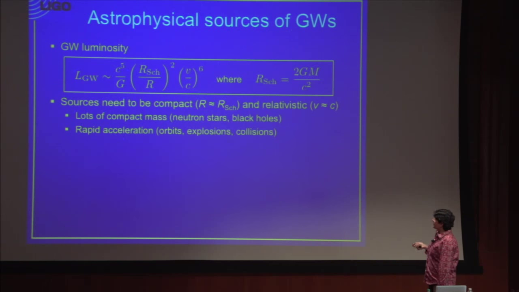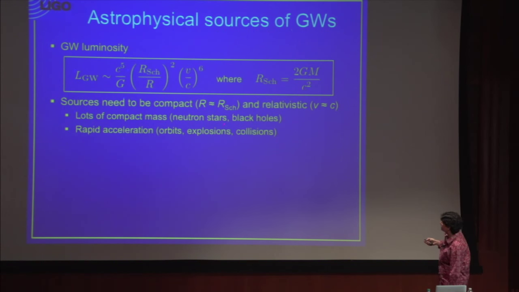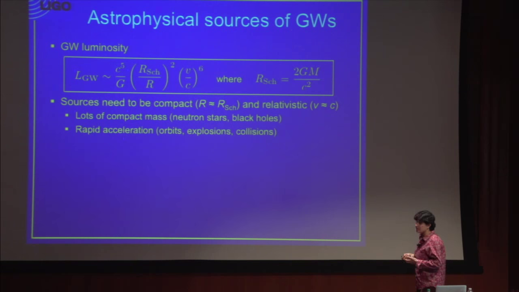So the sources of gravitational waves need to be compact. We need them to have a scaling of order the Schwarzschild radius for this number to be large, and they need to be relativistic. Okay, and that really means that we're looking at neutron stars and black holes, and not just neutron stars and black holes that sit around, but ones that are rapidly accelerating. So they involve orbits, collisions, explosions. So those are the two ingredients that we need. We need massive compact objects, and we need rapid accelerations to have strong emitters of gravitational waves.